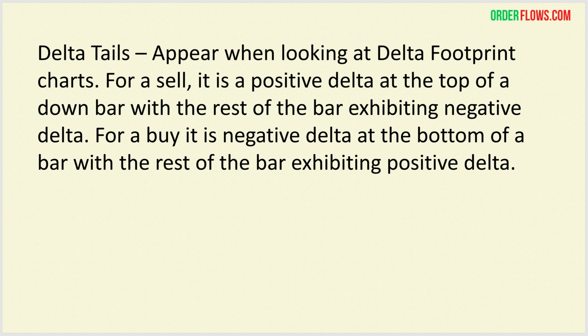All right, so delta tails. Now, delta tails is something that you'd have to look at a delta footprint chart. And I talked about that in an earlier lesson, the delta footprint chart. A delta tail is going to appear on a sell when there's a positive delta at the top of the down bar and the rest of the bar is all negative delta, or for a buy, when there's negative delta at the bottom of a bar with the rest of the bar exhibiting positive delta.